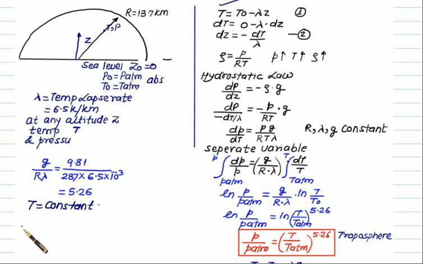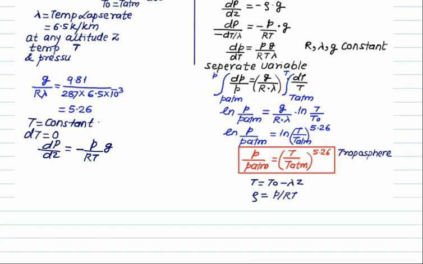If the temperature remains constant, then dT will be equal to 0. The hydrostatic law is dP by dz equal to minus rho g, which is minus P divided by RT times g. This time we have to separate the variables for an isothermal layer. We can write dP by P equal to minus g divided by RT, and assuming that the temperature remains constant, g by RT is constant, so we have simply dz, and now you can integrate it.